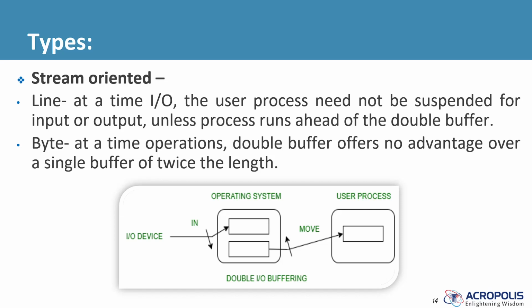For stream-oriented, line-at-a-time I/O, the user process need not be suspended for input and output unless the process runs ahead of the double buffer. For byte-at-a-time operations, double buffer offers no advantage over a single buffer of twice the length.